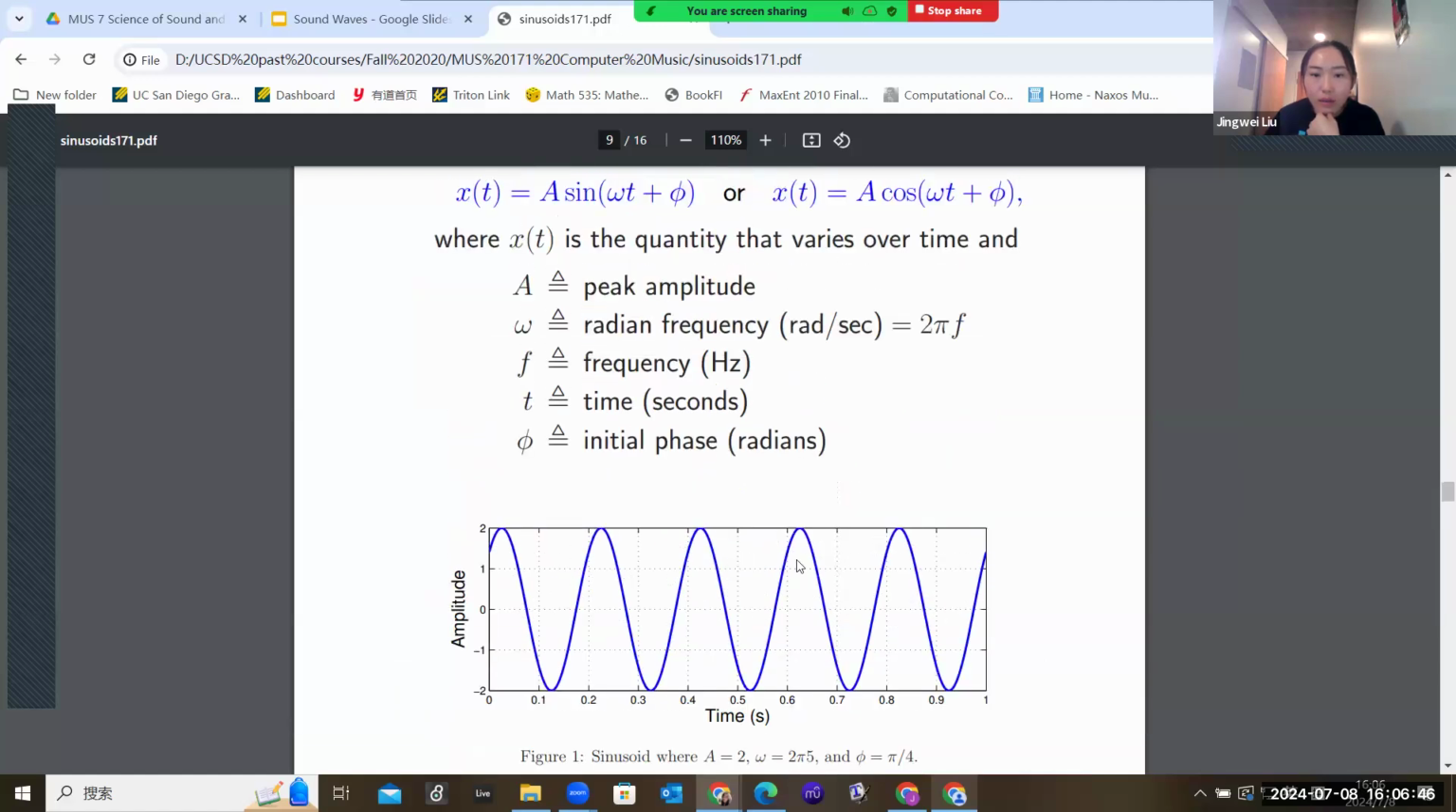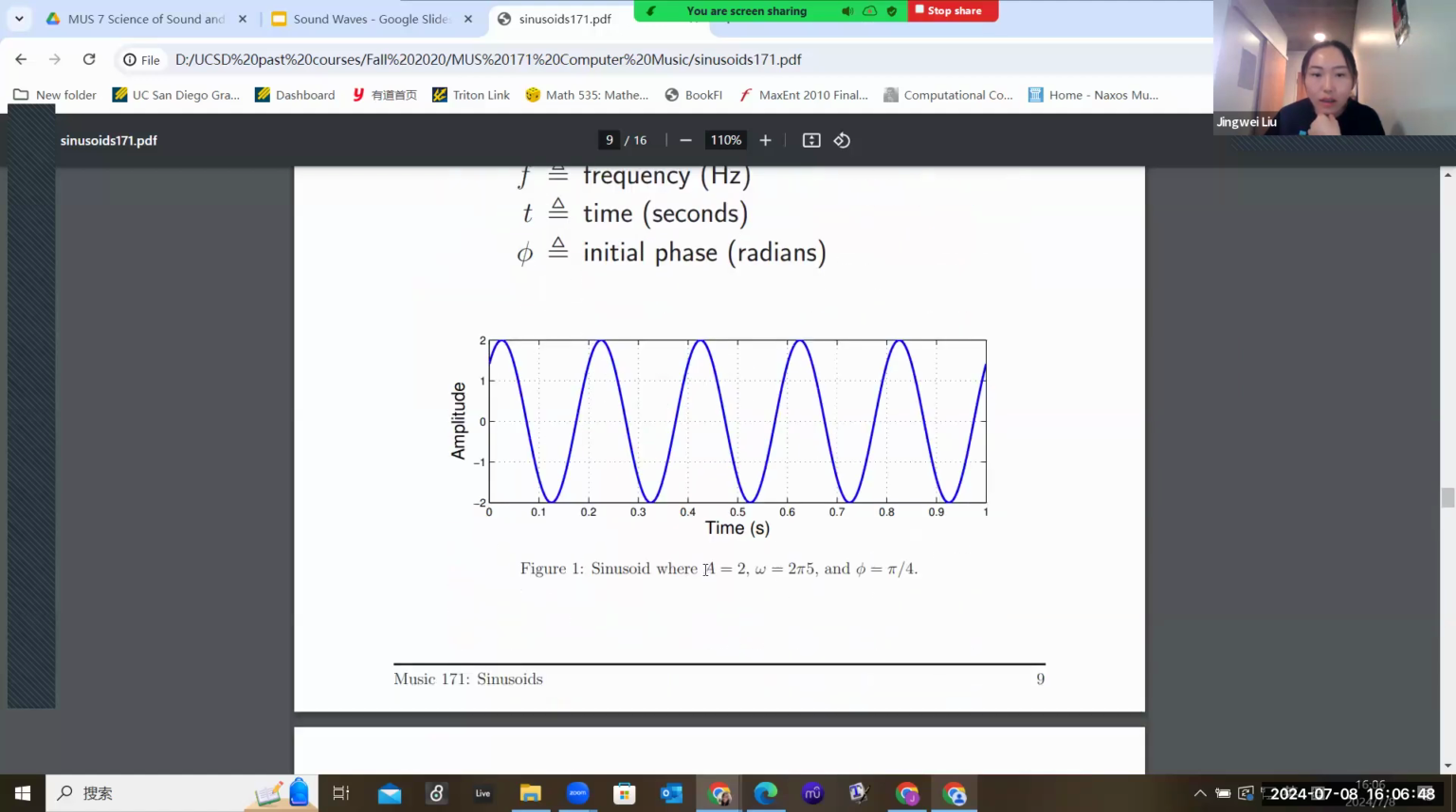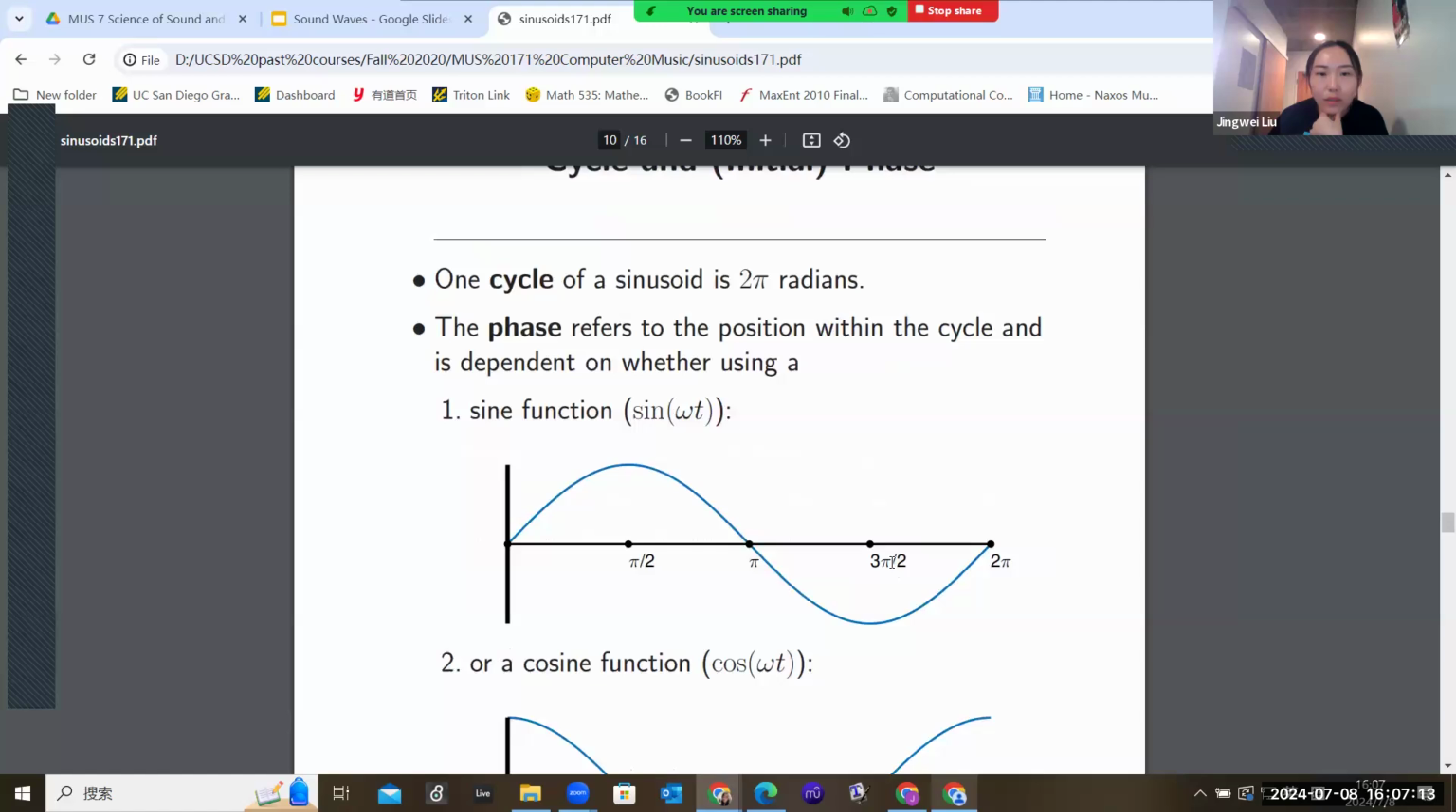In this waveform, you can see A is 2, the amplitude is 2, so here it ranges from 2 to minus 2. This is the vertical range of the amplitude. And omega is 2 pi here, and phi is pi over 4. We will talk more about this in the next slides.